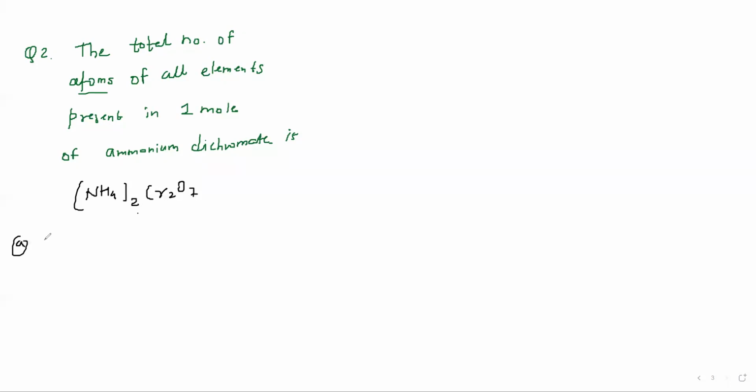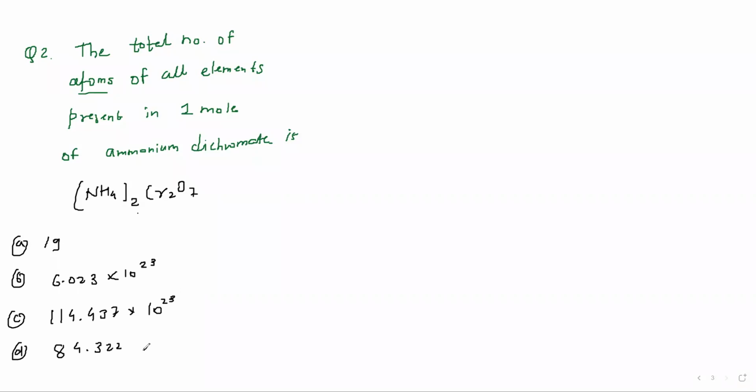I'm giving you options. A option is 19. B option is 6.023 into 10 raised to 23. C option is 114.437 into 10 raised to 23. Sir, I have a doubt. Yeah, 1 second. And last option is 84.322 into 10 raised to.